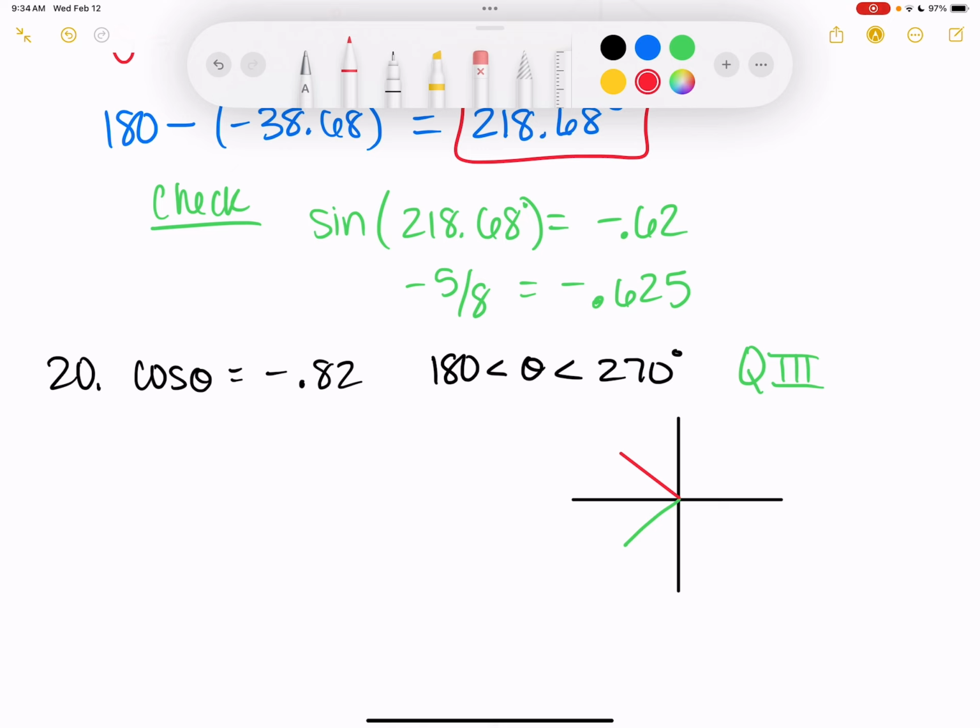All right, so inverse cosine of negative 0.82, still in degrees. What? 145 point what? 145. Is it negative? Nope. Positive. 0.08.